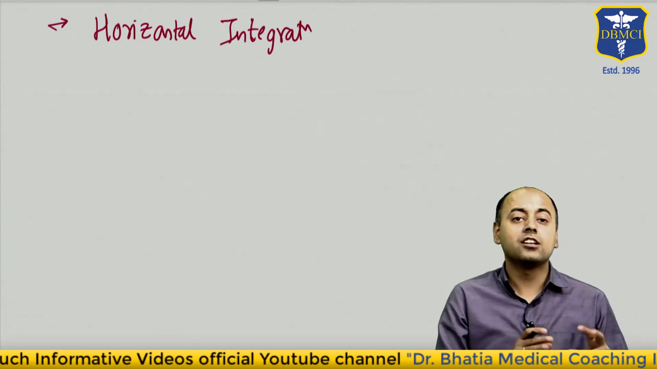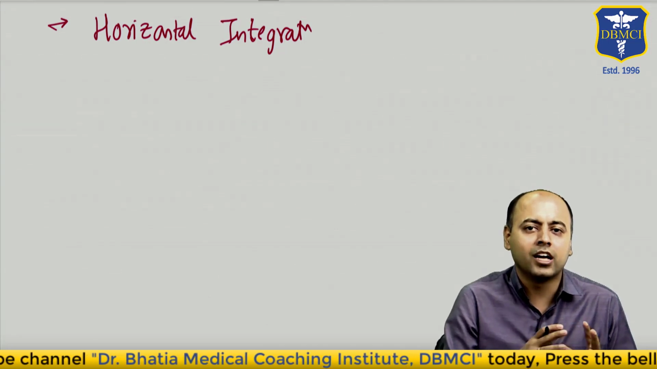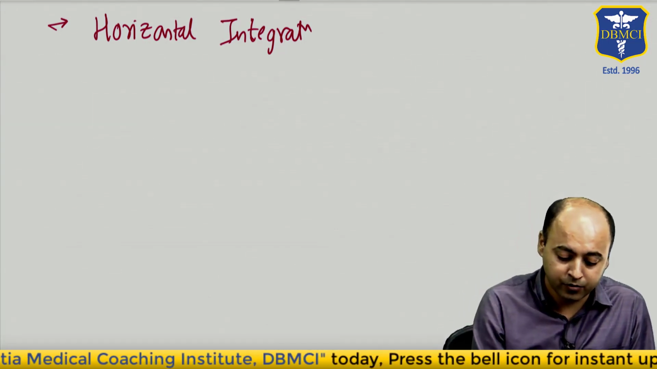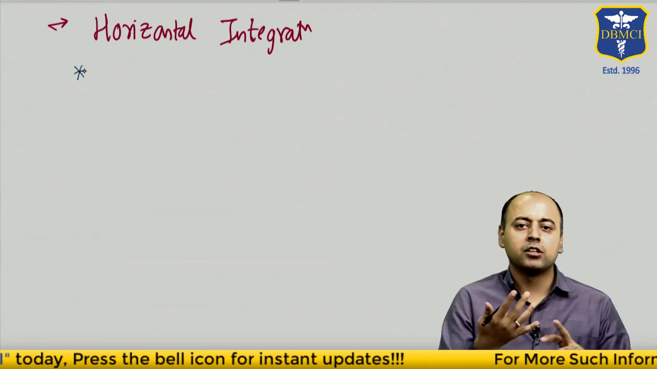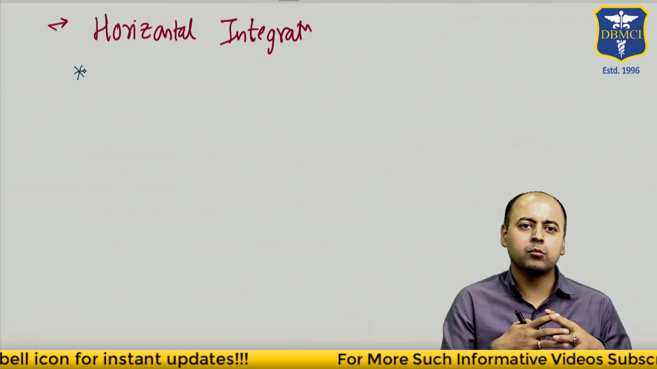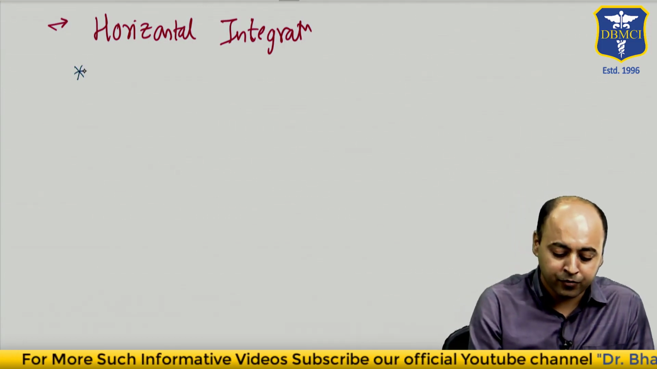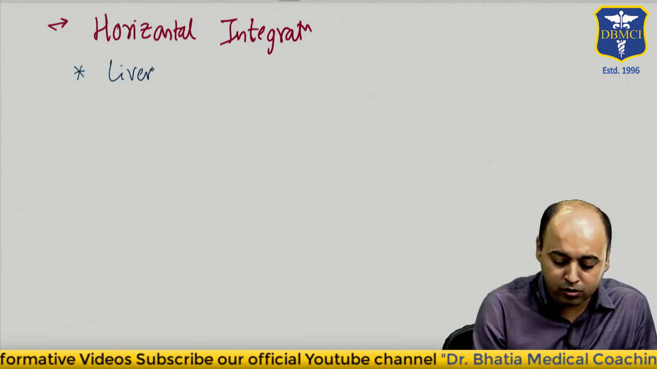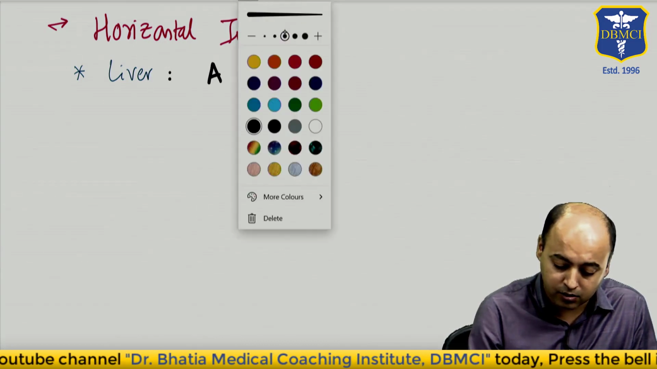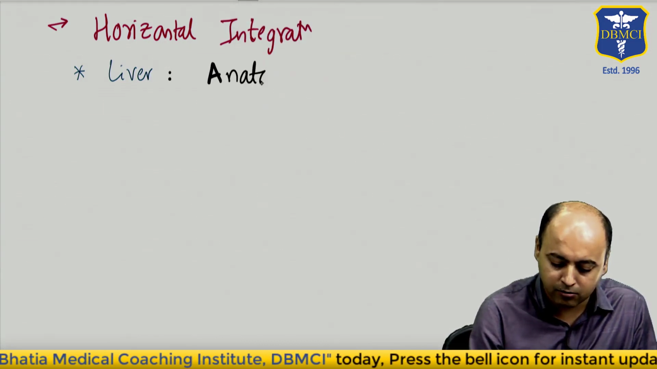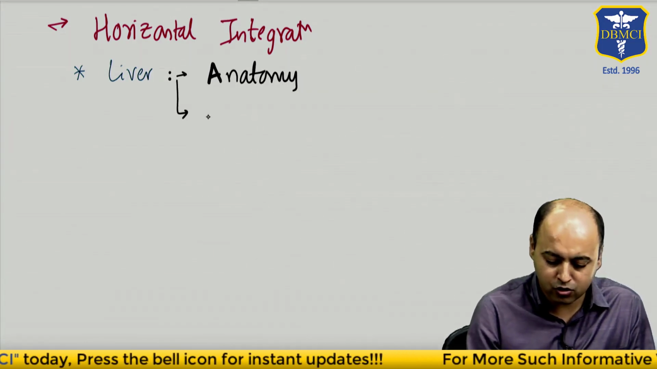Okay, what does horizontal integration mean? Suppose I am talking about liver. I am teaching you the topic of liver. At the same time, the other departments, the anatomy department and the physiology department, will also be talking about liver, maybe in the same lecture or in a continuous series of lectures. So when we are talking about liver, in anatomy we discuss the anatomy, and in physiology we discuss the physiological functions.